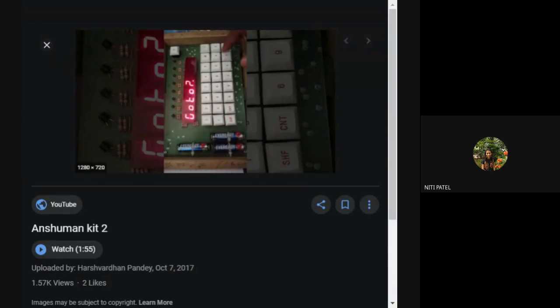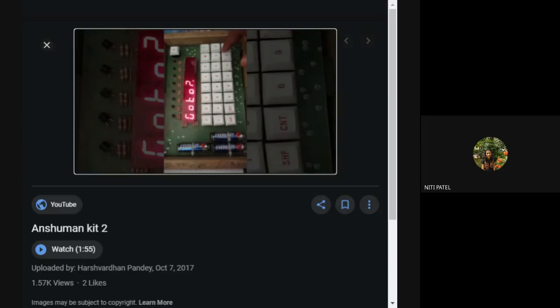Let me show you the mnemonics table also, but this keeps changing from processor to processor. So let me show you for 8085. Mnemonic periodic table for 8085.